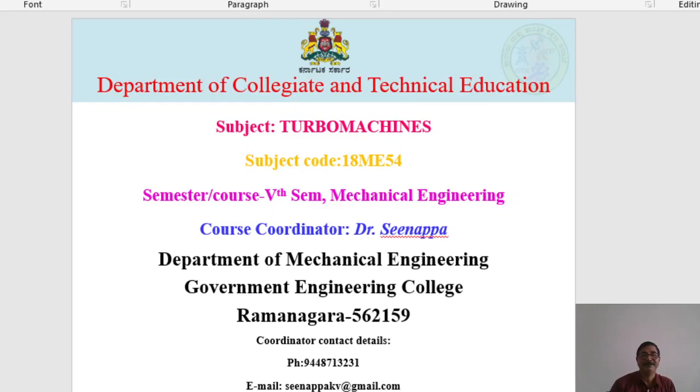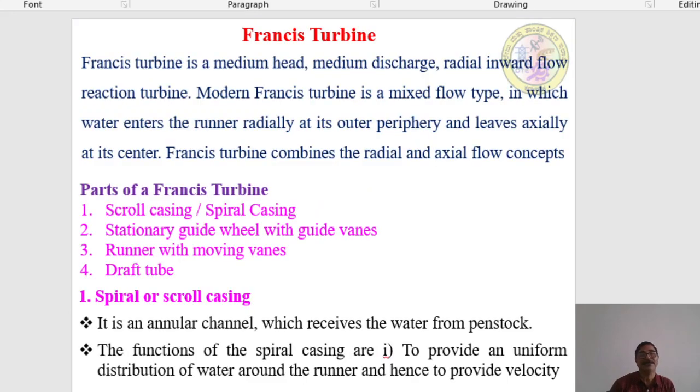Welcome back to the session on turbo machines. Today we will discuss the Francis turbine. Francis turbine is a medium head, medium discharge, medium specific speed, radially inward flow reaction turbine.